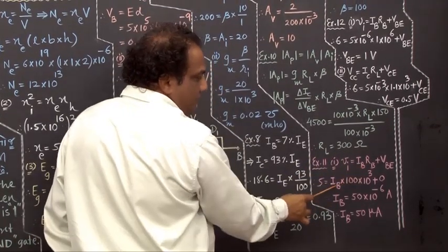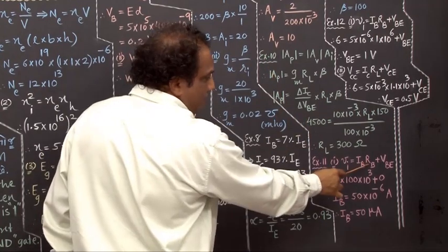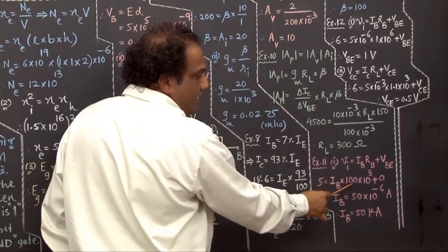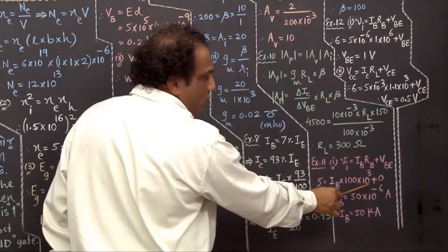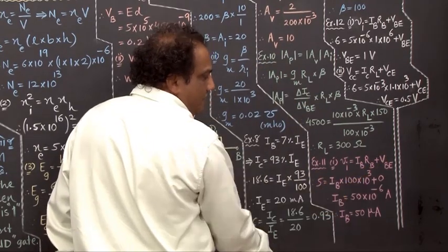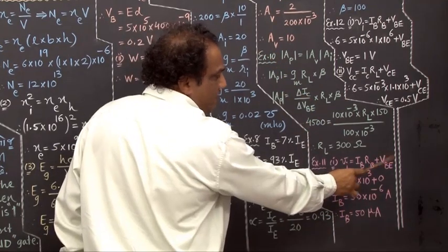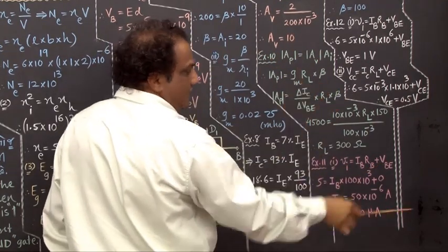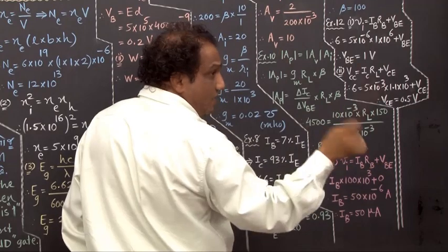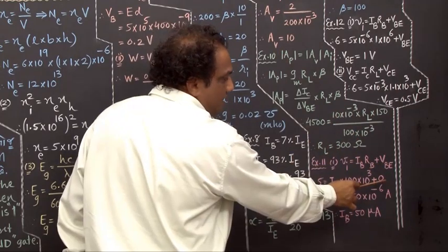This base current is what we are looking for. What about the resistance connected with the base? They have given 100 kilo ohm, converted into ohm by multiplying 10 raised to plus 3. And VBE, that is the base voltage, they have given in the statement, it becomes 0.